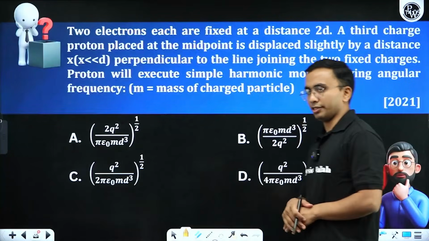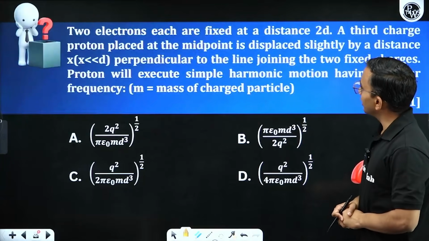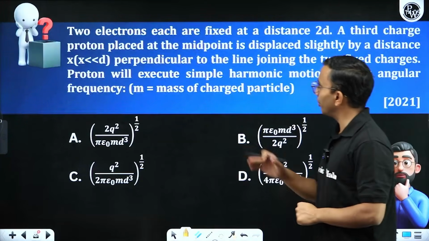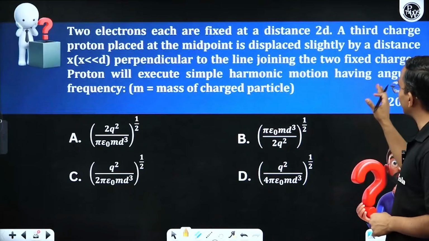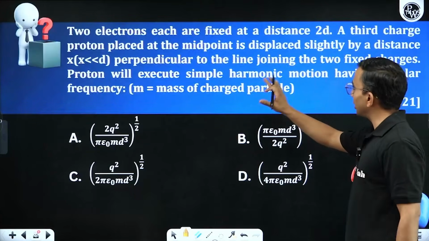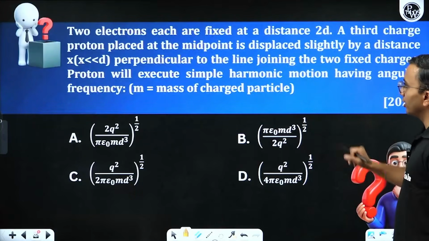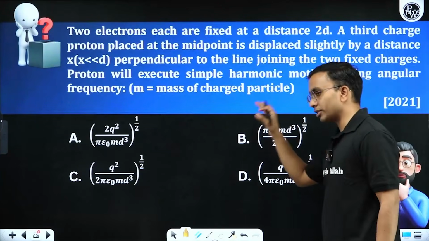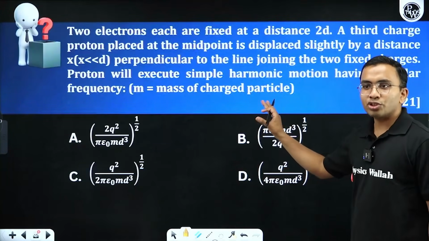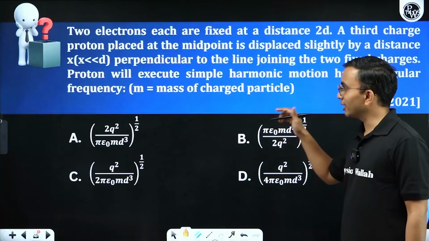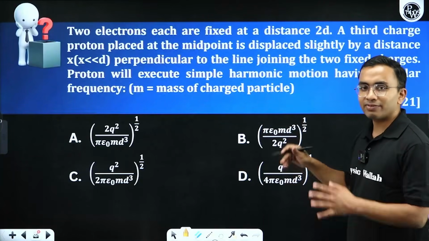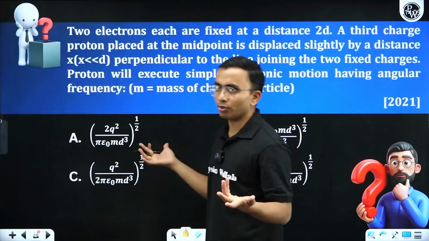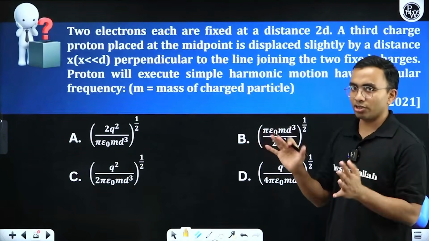One of the questions here: two electrons are each fixed at a distance 2d. A third charge, a proton, placed at the midpoint is displaced slightly by a distance perpendicular to the line joining the two fixed charges. The proton executes simple harmonic motion with some angular frequency. What is the frequency? This question is a mixture of oscillations as well as the concepts of electrostatics, just the Coulombic force.